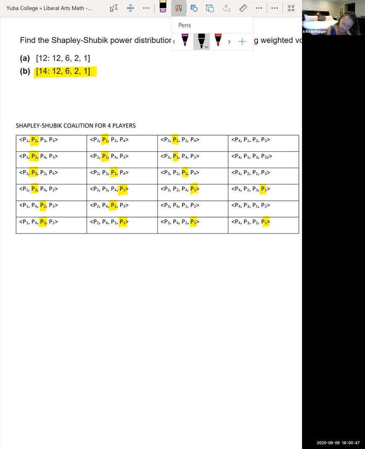So looking at the next case scenario. Player 4 and player 1, that's too small. And so the third person, player 2, would make it go over. So player 2 is pivotal. 4, 1, and then 3. 4 and 1 is 1 plus 12 is 13. They need player 3, which is 2, and player 3 is pivotal.